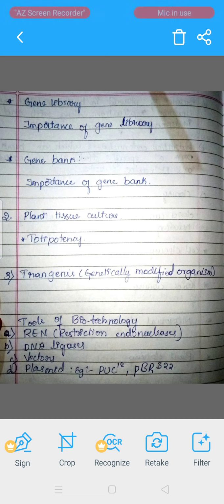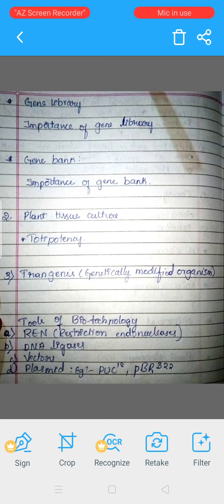And the next topic is tools of biotechnology. First one, restriction endonuclease. These are the enzymes which cleave or cut DNA at specific sites. As a result, small fragments of DNA are formed.